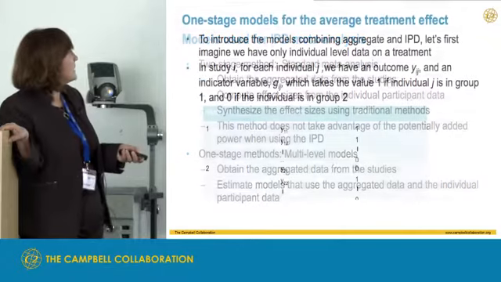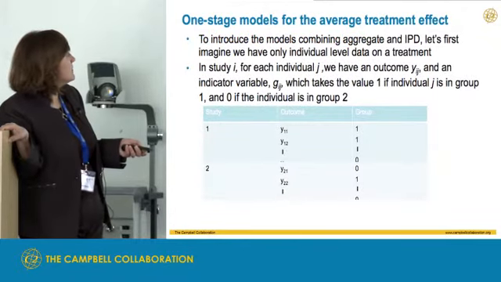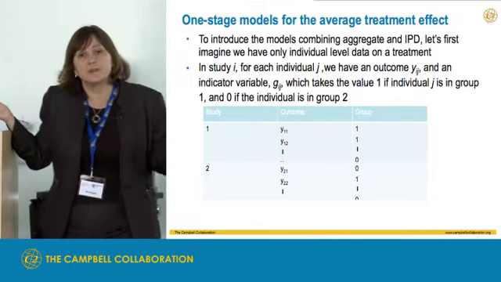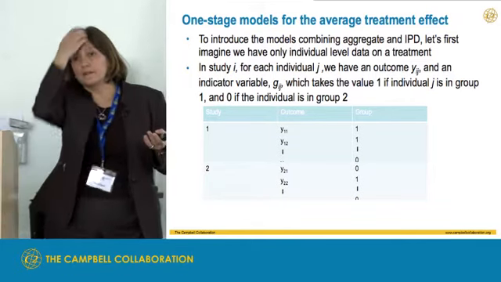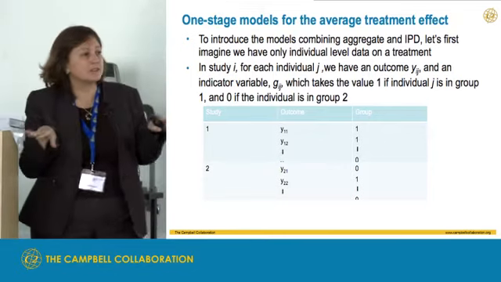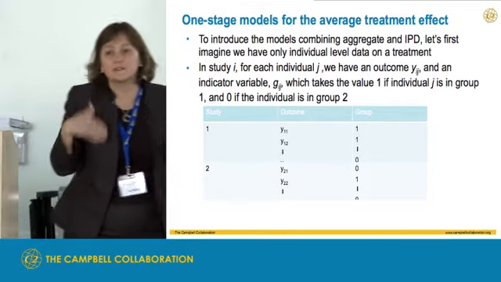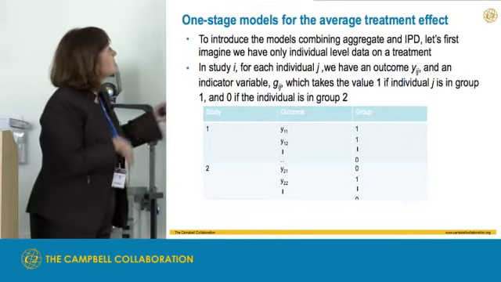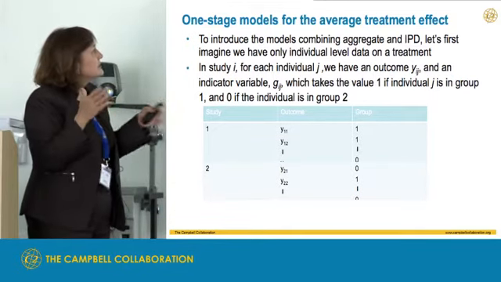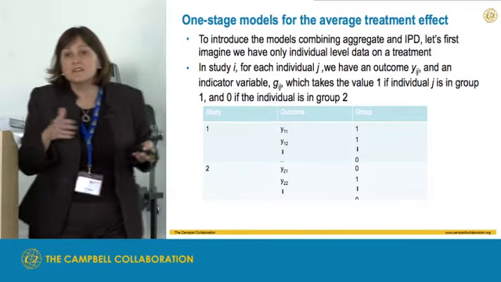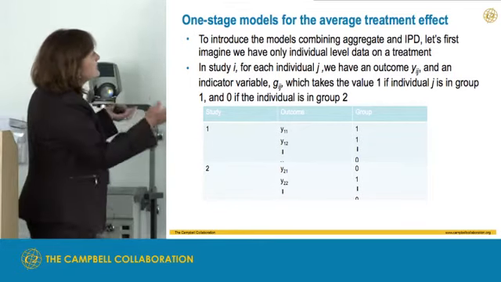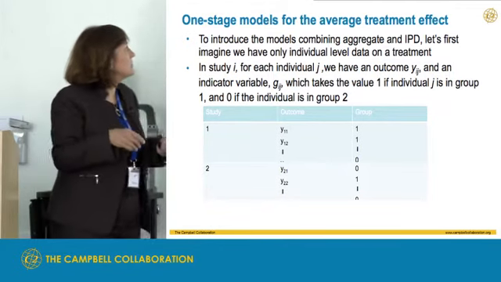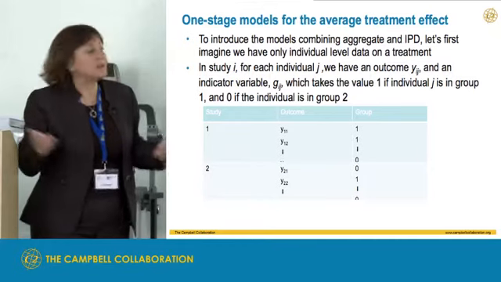Okay. So the one way to think about it is we're actually doing sort of a multi-level model, right? We have data at level 1 from the individuals, and at level 2, we're looking at study level models. I'm going to give you some sense of what these models look like. To introduce these models, when we're combining aggregate and IPD, let's imagine that we only have IPD data.